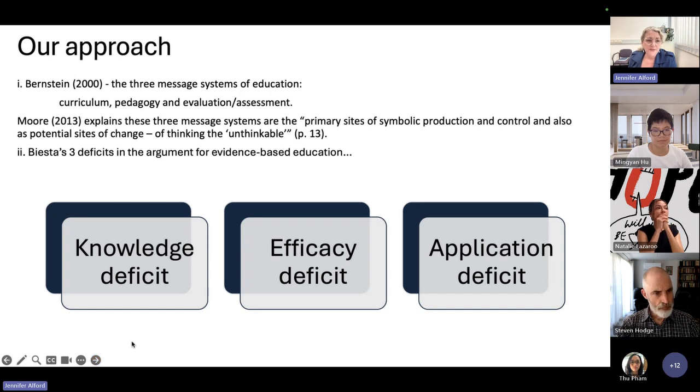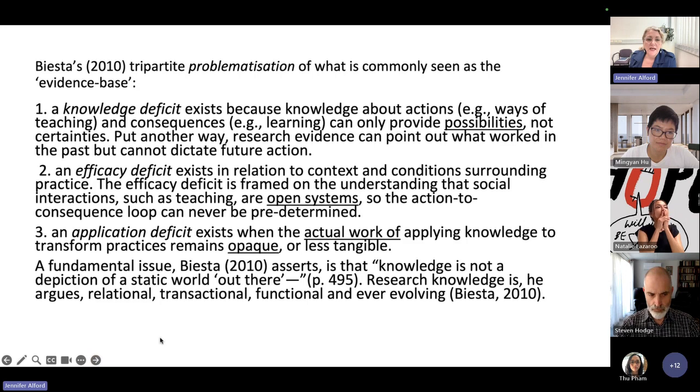Once again, we use Bernstein and Biesta, and Biesta's three deficits in the argument for evidence-based education are threefold: knowledge deficit, efficacy deficit, and application deficit. And I'll just explain what they are, and then I'll show you how we mobilise them in our work. Biesta presented in 2010 a tripartite problematization of what is commonly seen as evidence base.